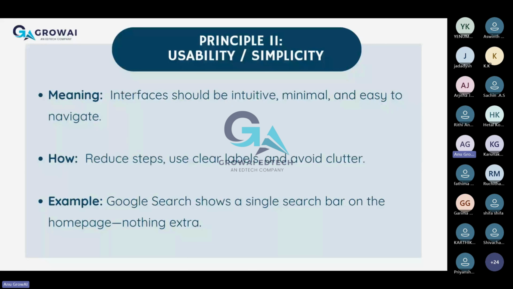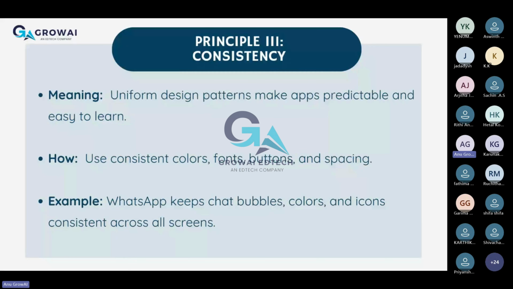Now speaking about the third principle, consistency. This consistency comes in both UI principle and also UX principle. In UI principle, we have seen this consistency already. Hope you guys remember, we have to use everything consistently, like colors, fonts, buttons, spacings, etc. So speaking about this consistency in UX, let us consider the WhatsApp application.